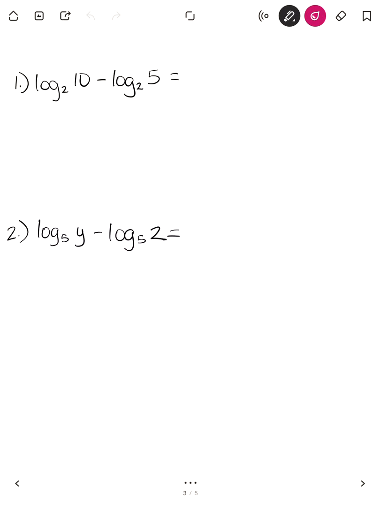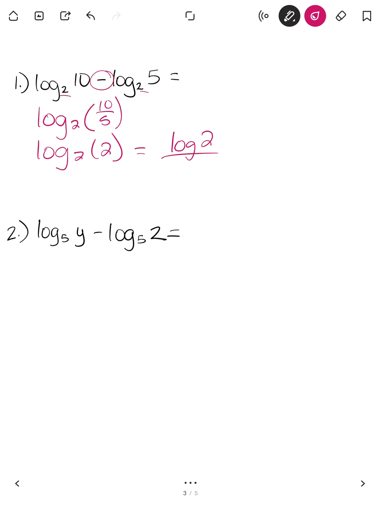Looking at the next one, this is going over the second property. Again, my bases are the same. I'm subtracting now, so now I will divide. So log base 2, I have 10 divided by 5. I simplify, log base 2 of 2. Change of base, log of the number divided by log of the base. If you notice that those are exactly the same, and you get 1, cool. If not, type it in the calculator. This is also part of the inverse property, but I'll wait to talk about that.